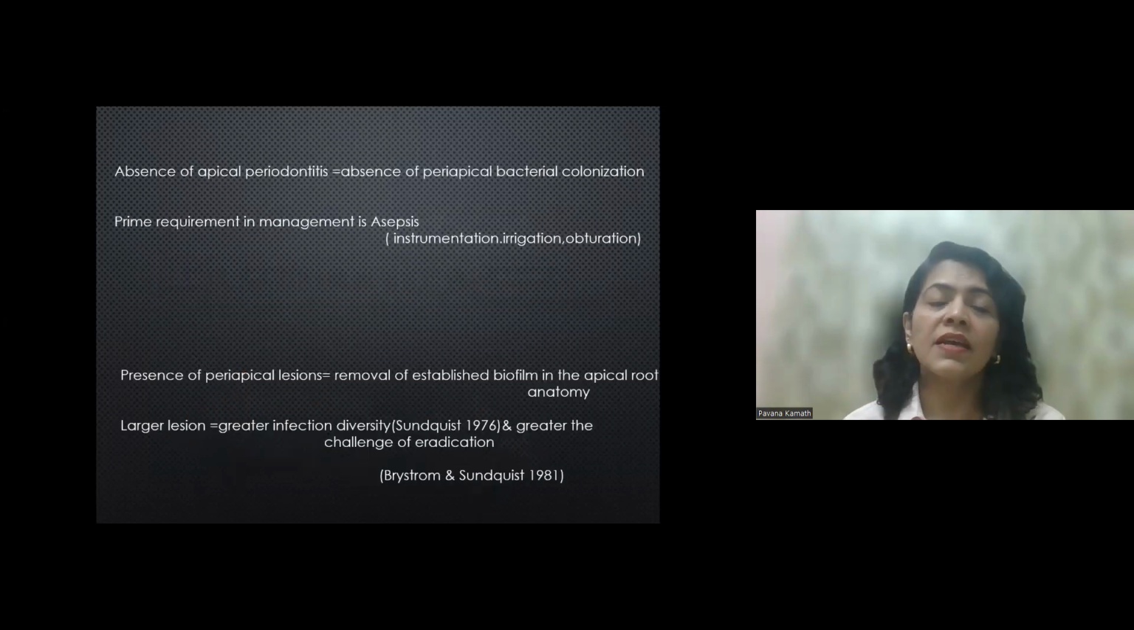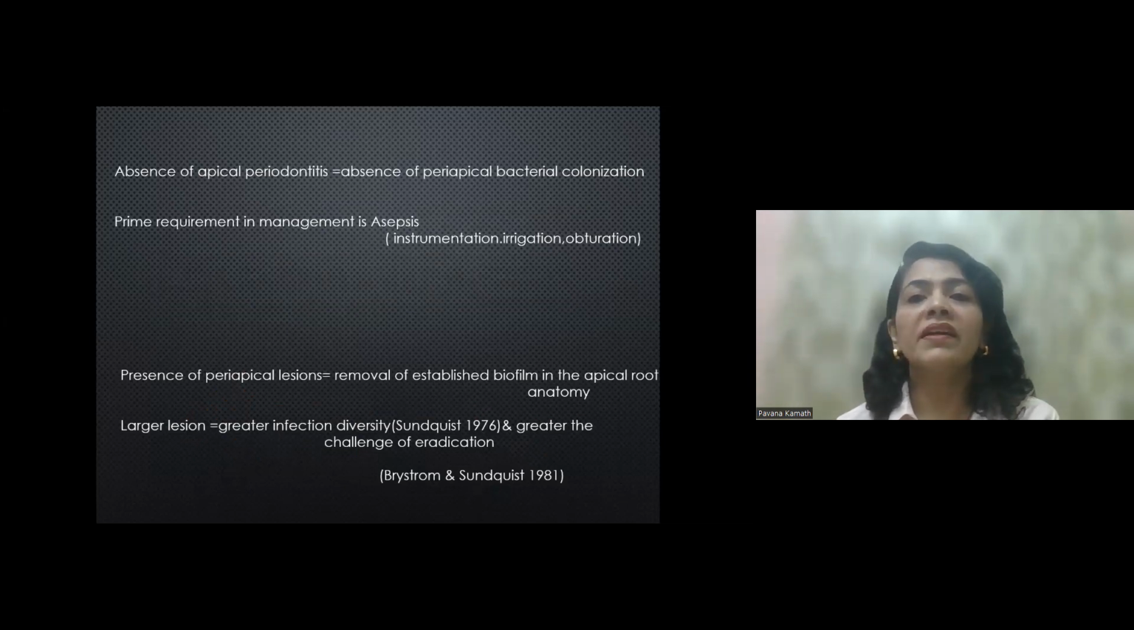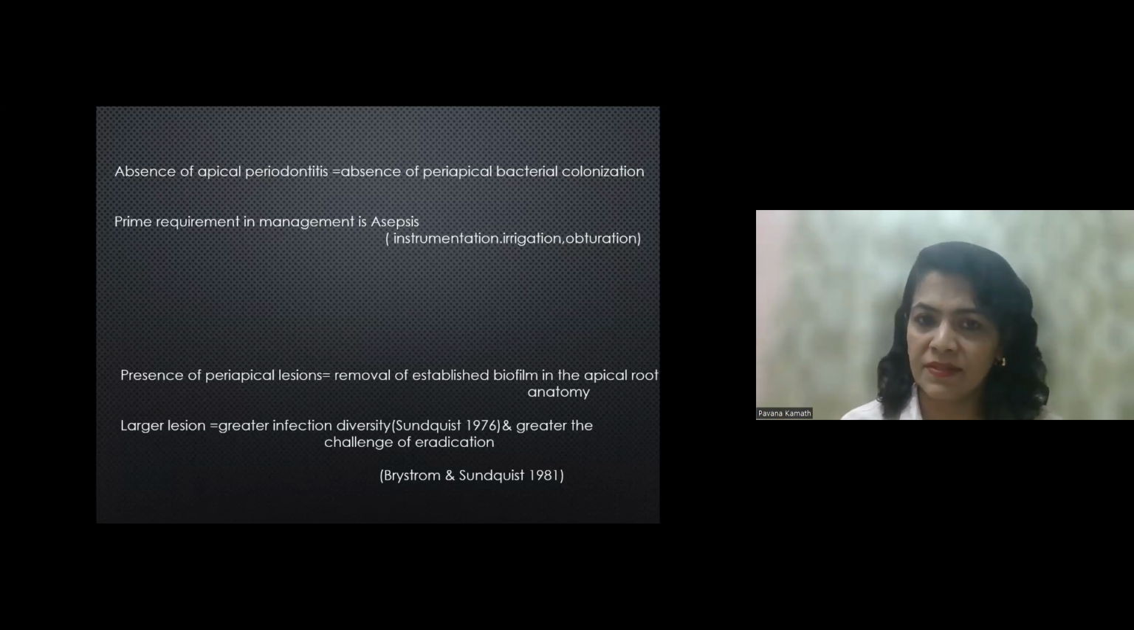What I mean to say is that when you're treating a root canal where there is minimal or absence of apical periodontitis, there is actually absence of periapical bacterial colonization. So here, you might actually find a little bit of vital pulp in the apical third of the root canal also. When you're treating a root canal of this kind, the prime requirement in management is simply asepsis. Asepsis in instrumentation, in irrigation, and obturation. It doesn't require extraordinary skills, and the outcome or success rate is above 90%.